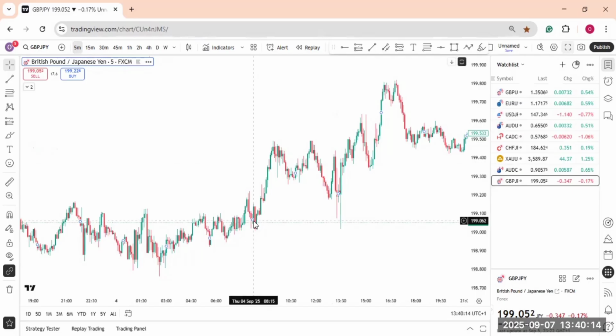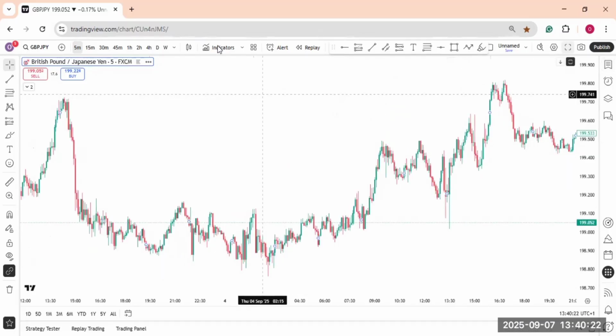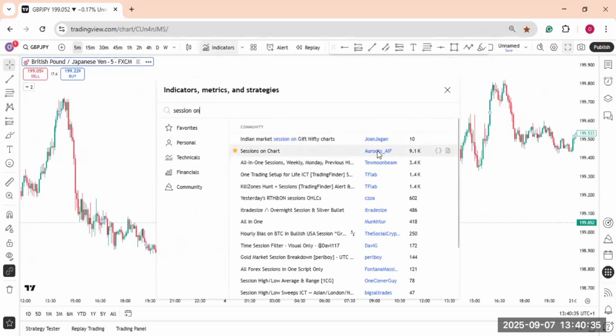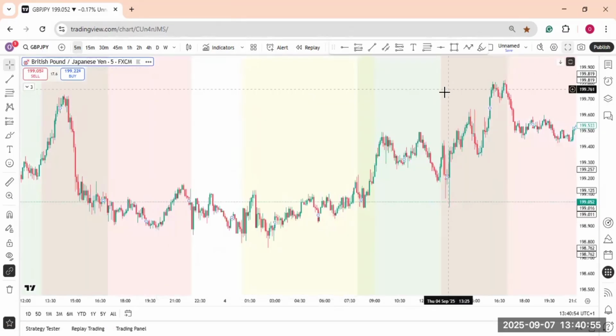So once you have this, there are certain things that you need to do. Toggle on certain things on your chart. We need to know when the London session starts. So we go over to indicators, and then you search for sessions on chart, and you choose this one by All Rocks AIF. Select it, click on it, and it will be added to your chart. When it is added, you will see it like this. You need to do a little editing on that.